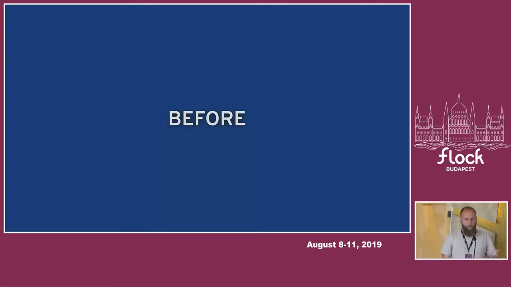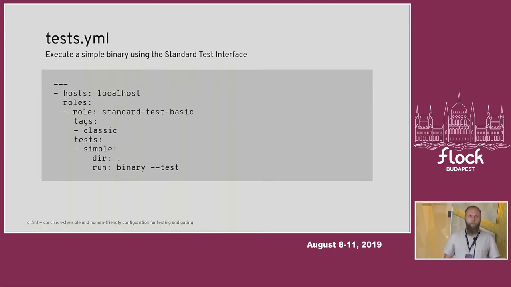So the current situation is that if you want to enable tests and enable them in gating, you create the test YAML file. And already here you see some implementation details which are not that interesting for a developer, like hosts, localhost. What does it mean? Tags, classic, the only possibility currently. And if you run into some more complex situations, the test YAML file could look much more complicated. But that's how it is currently.